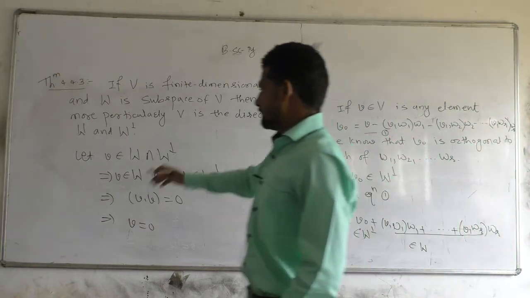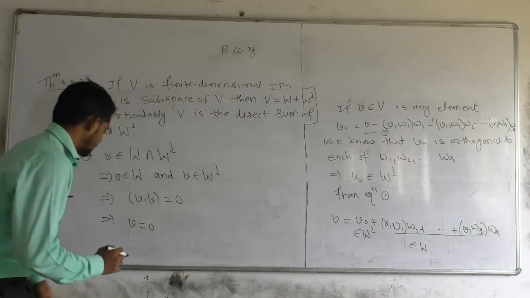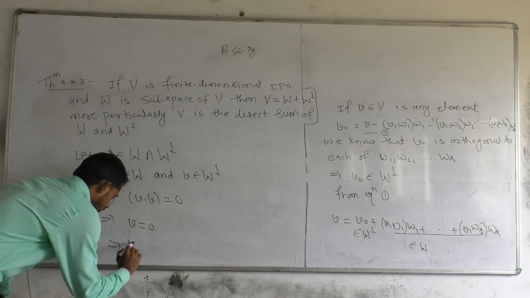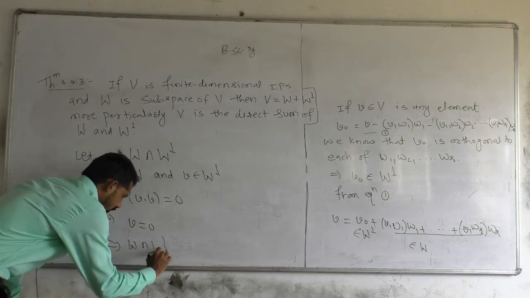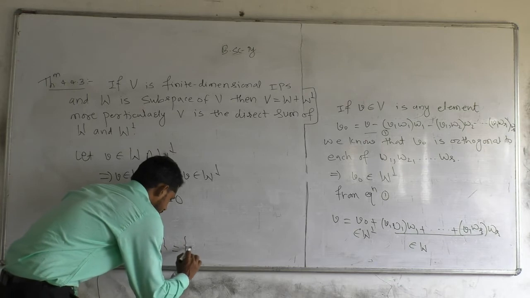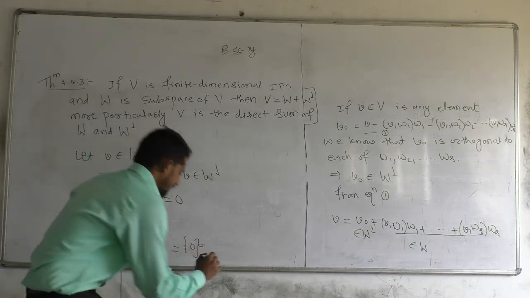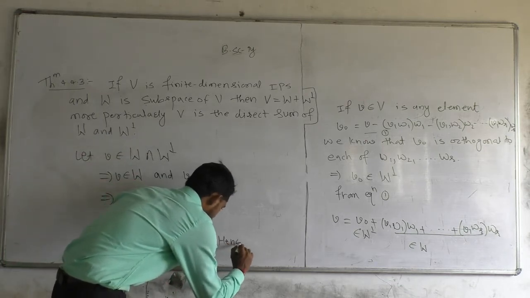Therefore, we proved the second thing. Hence, we can say that this implies that W intersection orthogonal complement of W is the singleton {0}. Hence the proof of this theorem.